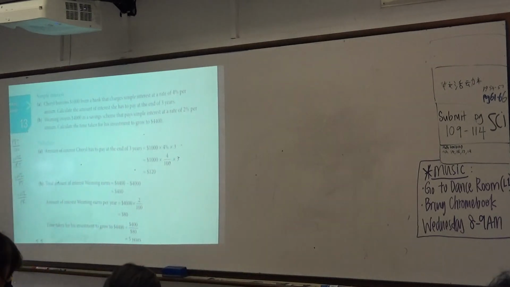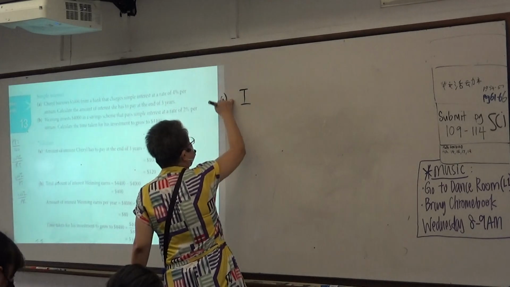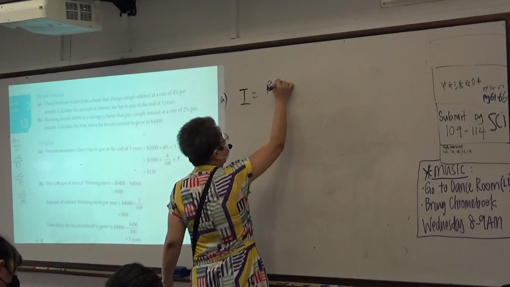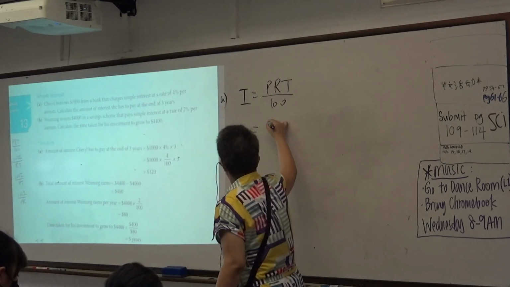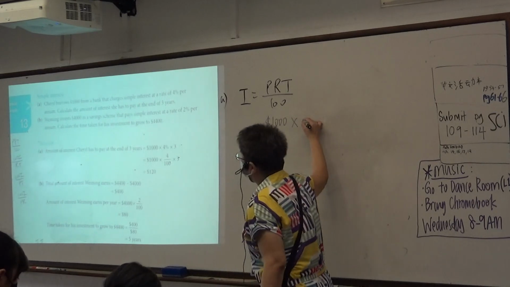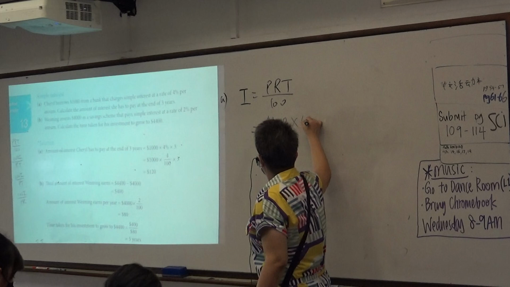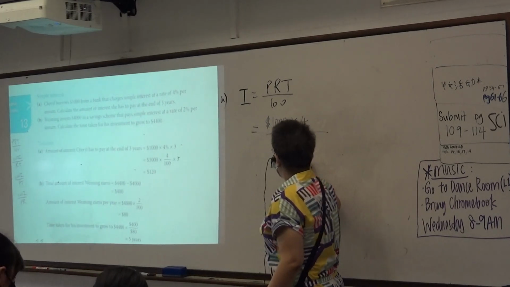Part A. Cheryl borrows 1,000 from a bank that charges simple interest at a rate of 4% per annum, that is per year. Calculate the amount of interest she has to pay at the end of 3 years. So, interest is PRT over 100. Now, she borrowed how much? 1,000. You just fill in. What is the rate? 4%. Now, just key in 4. Don't put 4% because why? The 100 below is the percent.